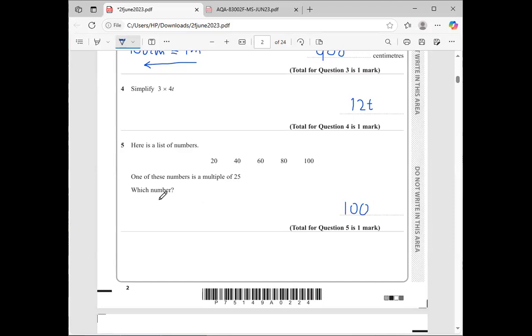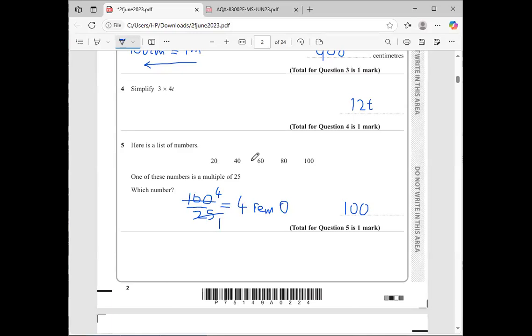A multiple of a number is simply a number that, when you divide it by that number, leaves no remainder. In this case, if 100 is a multiple of 25, then 25 will go into 100 exactly 4 times without a remainder. 4 remainder what? 0. There's no remainder.